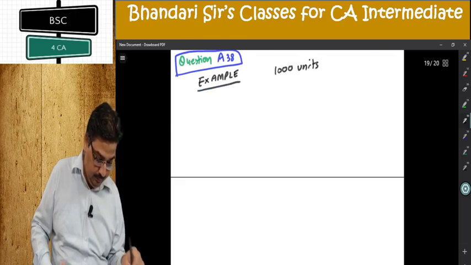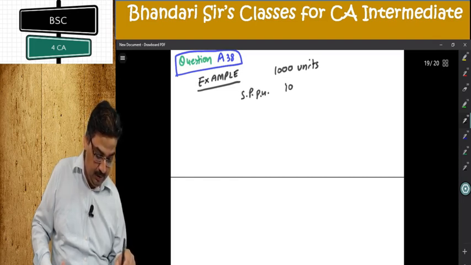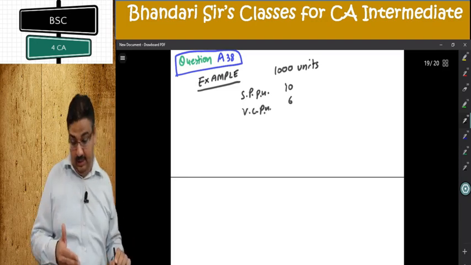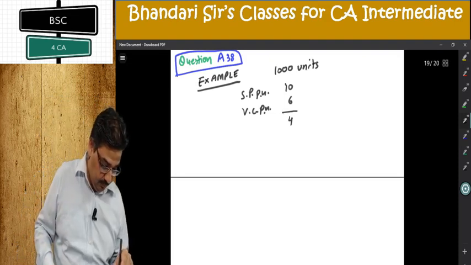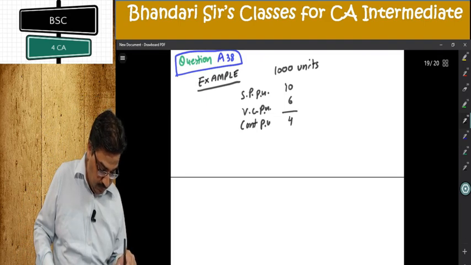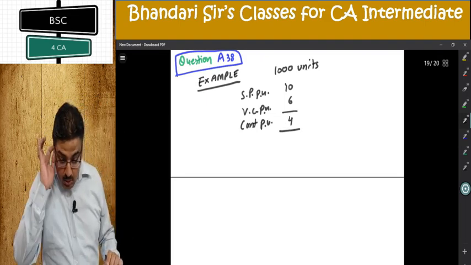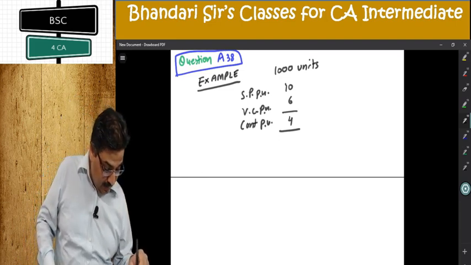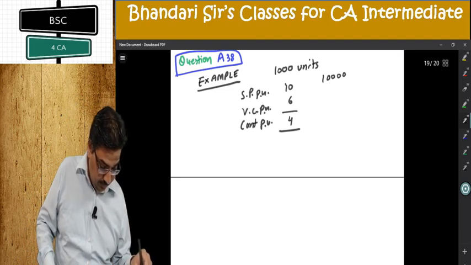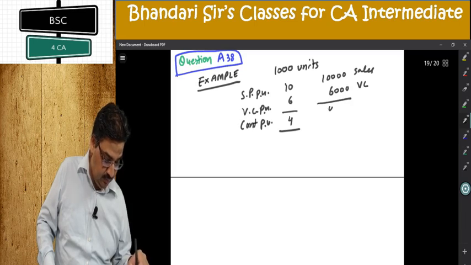$1,000 units are there. Selling price per unit 10 rupees. Variable cost per unit is bound to be 6, because only then PV ratio will be 40% as required there. Contribution per unit is this. So what they are having at present: sales revenue of 10,000, 6,000 variable cost and 4,000 contribution.